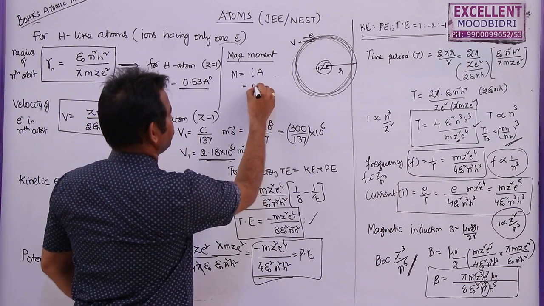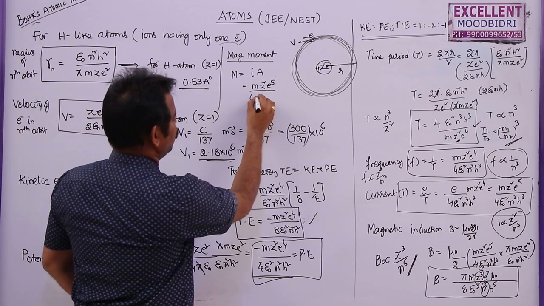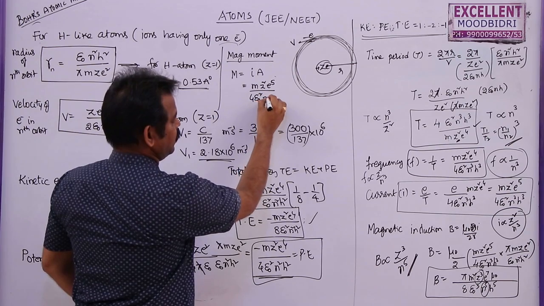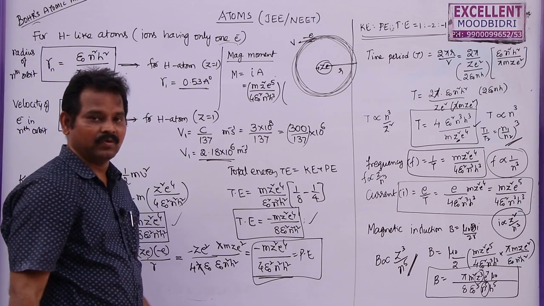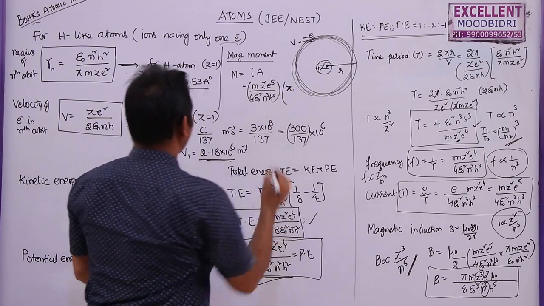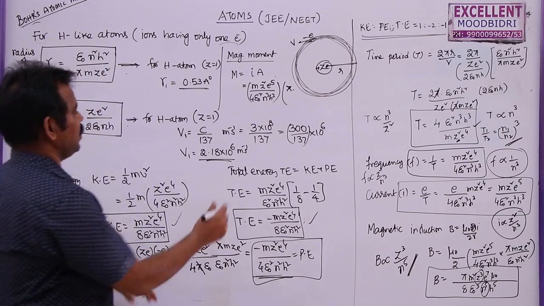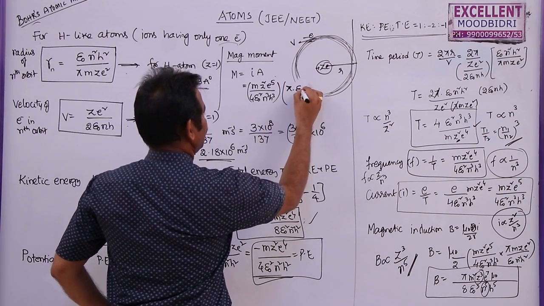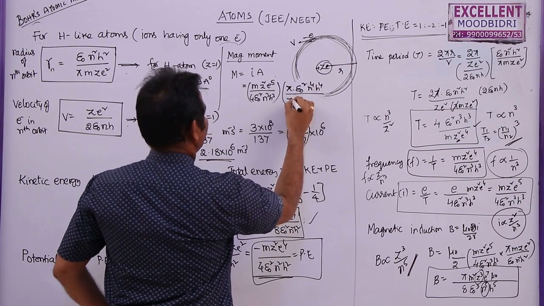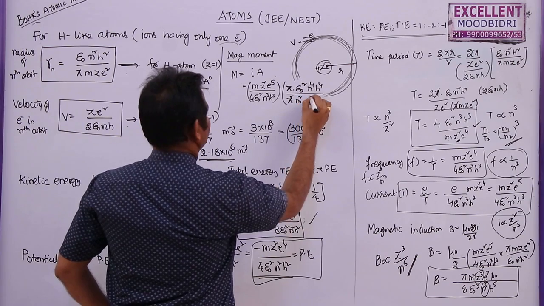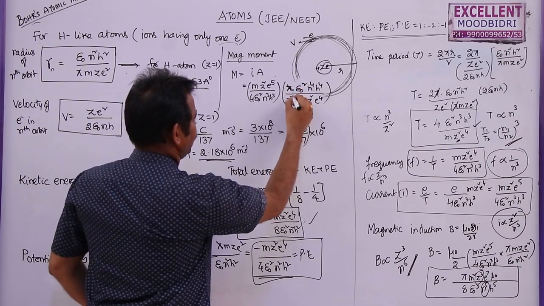I is equal to, already we found this value somewhere here. This is m z square e power 5 by 4 epsilon naught square n cube h cube into what is I? I is the pi r square value. So pi into r square, where r square will be epsilon naught square n power 4 h power 4 by pi square m square z square e power 4. So now you can cancel this pi and pi here.